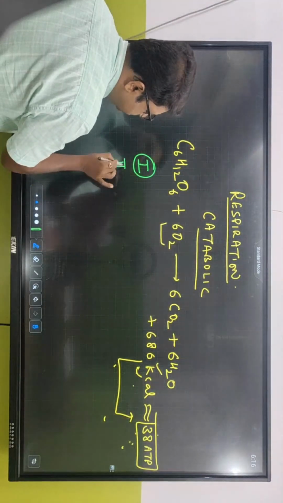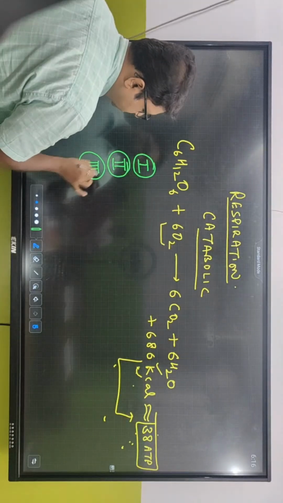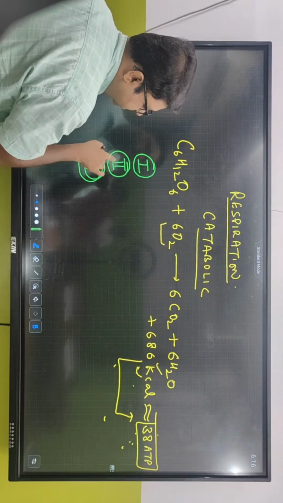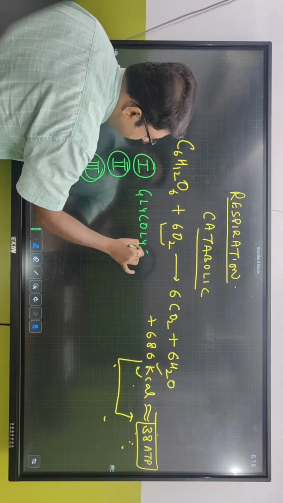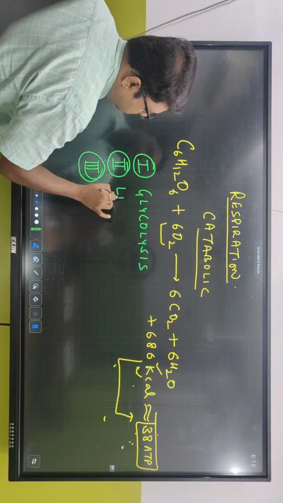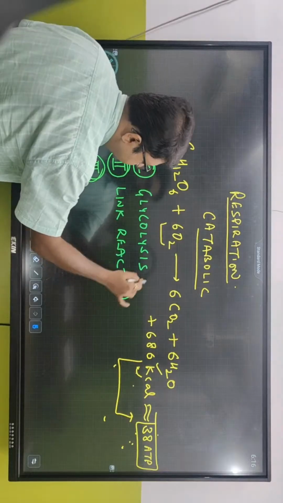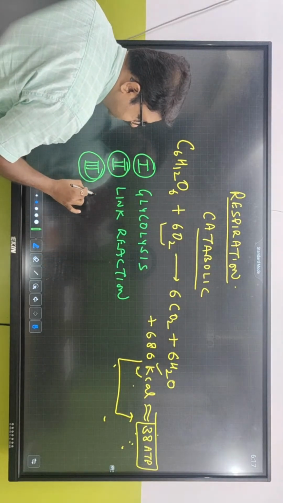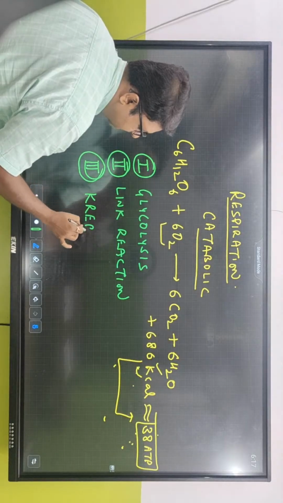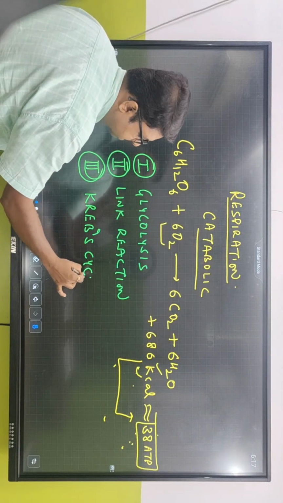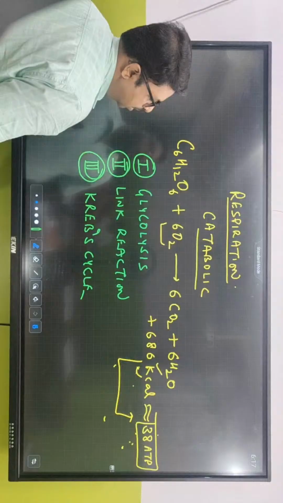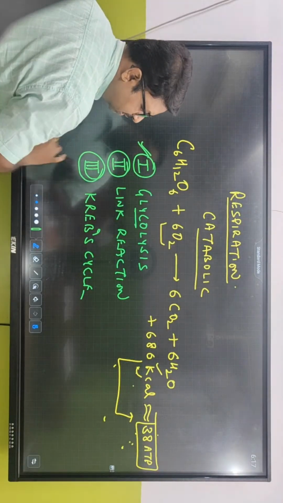So what we have done in the last classes: in this respiration process, there are 3 processes which take place. Number 1 is glycolysis. The second one is the link reaction. And the third one is the Krebs cycle. Fine. So what we did in the last class is about glycolysis.